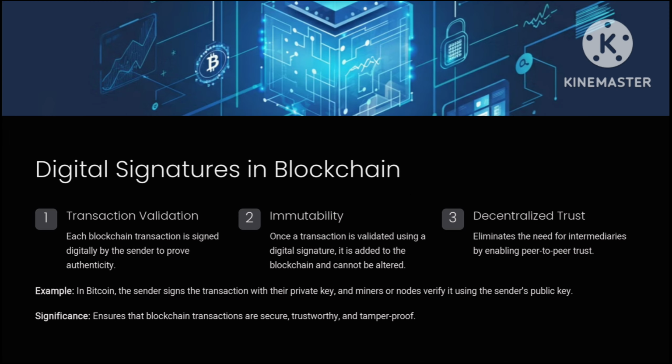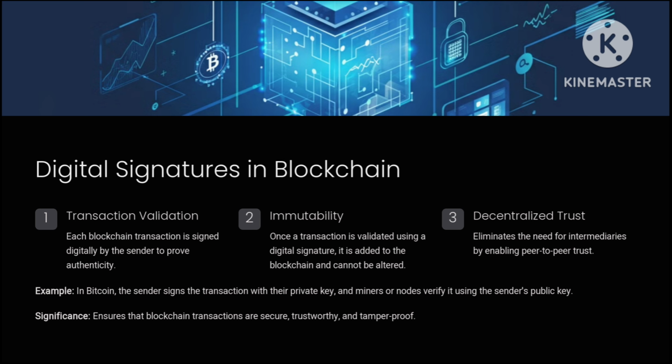Slide 3. Digital signatures in blockchain. Introduction. Let's now discuss how digital signatures specifically work within blockchain technology. Role of digital signatures. 1. Transaction validation. Every blockchain transaction must be digitally signed by the sender. This proves they own the funds they're transferring and are authorizing the transaction. For instance, in Bitcoin, the sender's private key signs the transaction, while nodes use the public key to verify it.